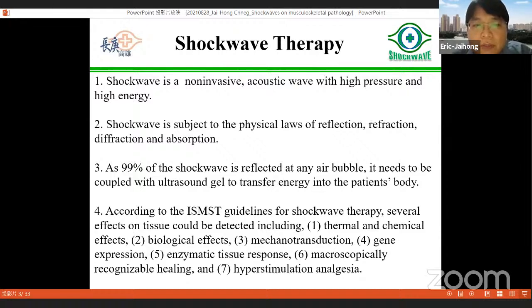According to the ISMST guidelines for shockwave therapy, several effects on tissue could be detected, including thermal and chemical effects, biological effects, mechanical transduction, gene expression, and magnetic tissue response, macroscopically recognizable healing, and hyperstimulation anesthesia. The audience can search the ISMST website and download the guidelines to read in detail.